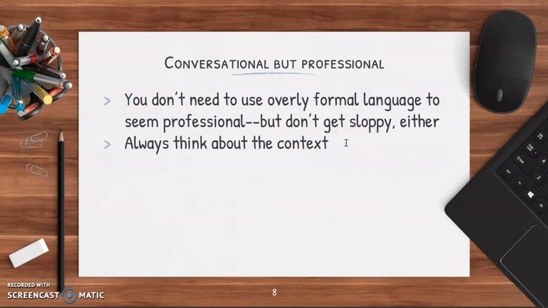You may someday work for a company that uses really casual language, and that's okay. You might work for people who prefer more formal language. You just have to read what your colleagues are like, and it's best to always err on the side of caution. When in doubt, pick more professional language.